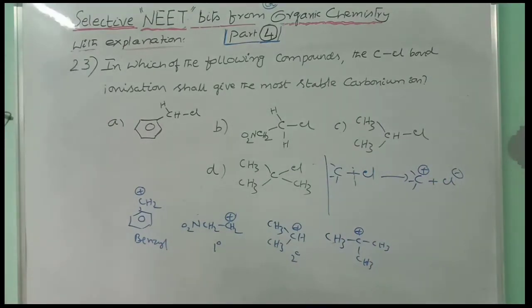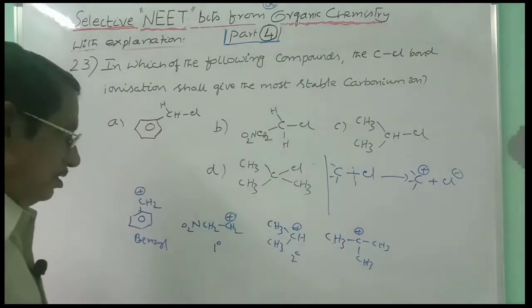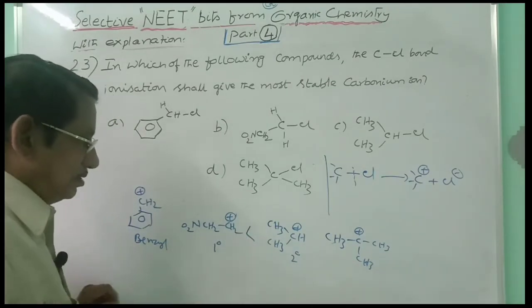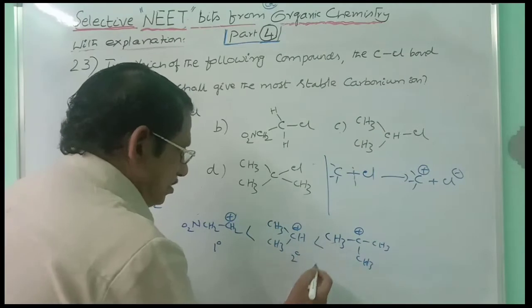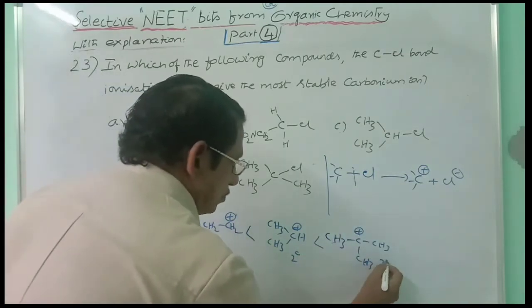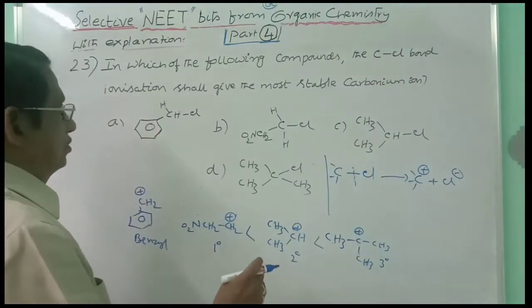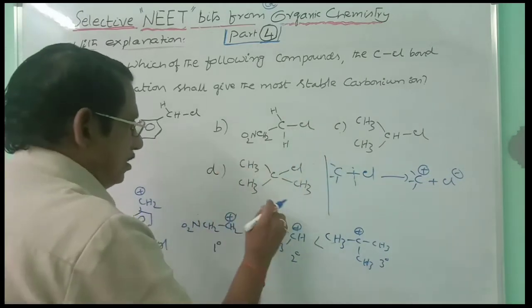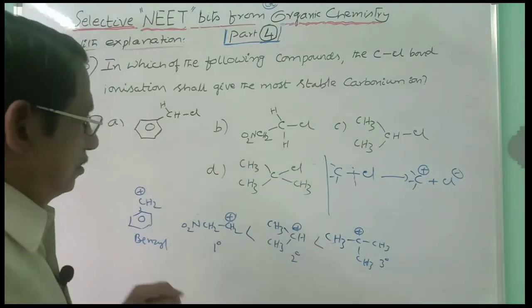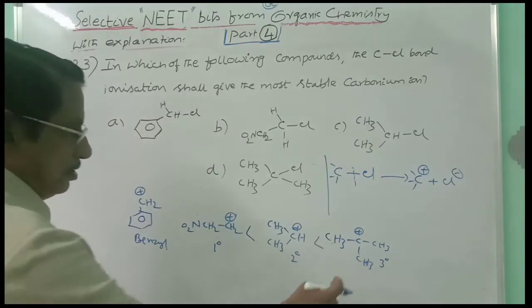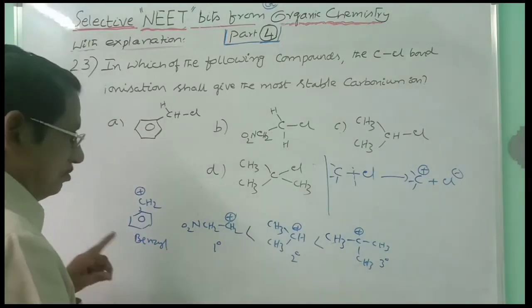In the case of alkyl carbocations, we know primary carbocation is less stable than secondary carbocation. Secondary carbocation is less stable than tertiary carbocation. This is tertiary carbocation. This is true. So, among options B, C, D, option D is the most stable carbocation. And here, now we have to compare the stabilities of tertiary butyl carbocation with benzyl carbocation.